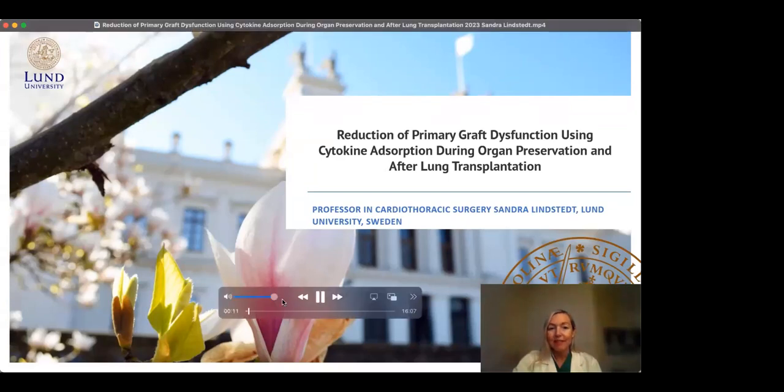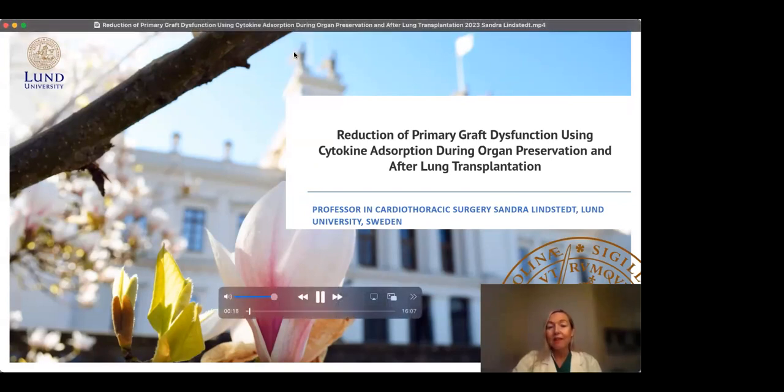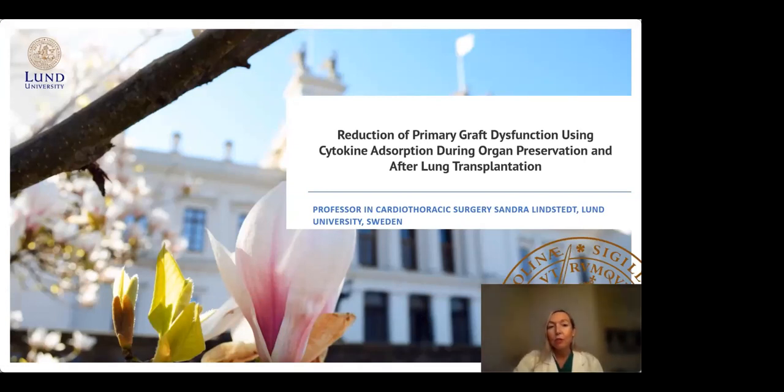Hospital in Sweden, and my talk will be about a study that we just published, about using cytokine absorption during ex vivo lung perfusion and post-transplantation, in an attempt to both increase the number of usable donor lungs, but also to reduce primary graft dysfunction. I hope you will enjoy the talk.